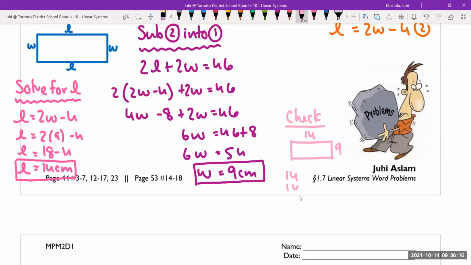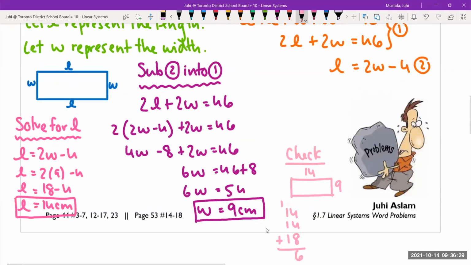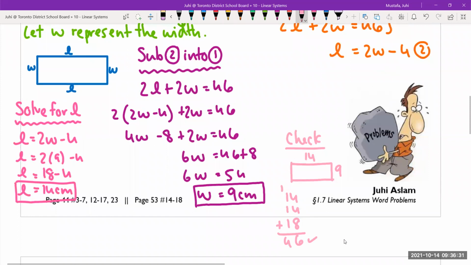So 14 plus 14, 9 plus 9 is 18. Let's add all of those up. 8 plus 8 is 16. And then 1, 2, 3, 4. Sorry, the perimeter is 46, which is what I end up getting. So that's correct. And then the second part of the equation was the length is what did it say?